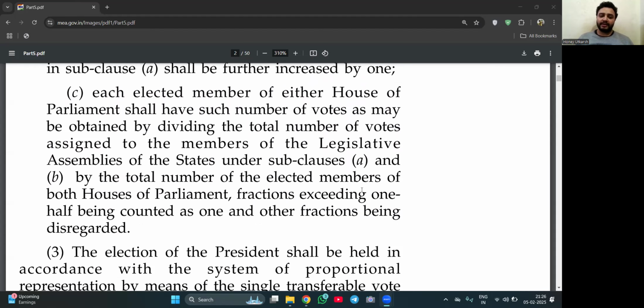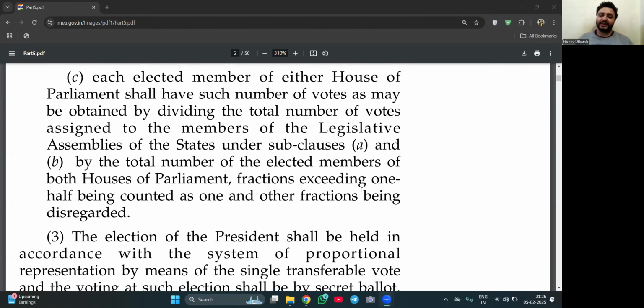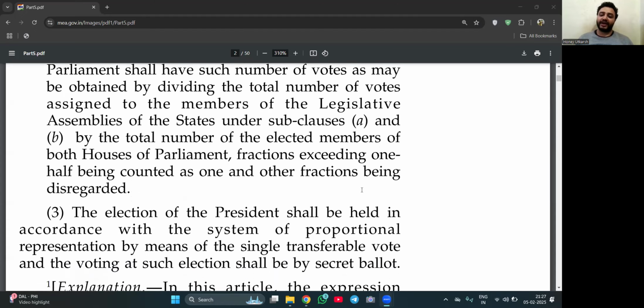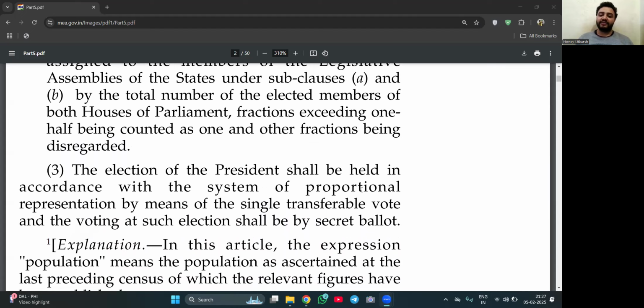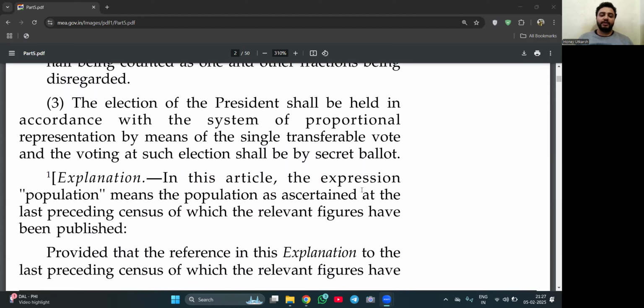C. Each elected member of either house of parliament shall have such number of votes as may be obtained by dividing the total number of votes assigned to the members of the legislative assemblies of the states under subclauses A and B by the total number of the elected members of both houses of parliament, fractions exceeding one half being counted as one and other fractions being disregarded.